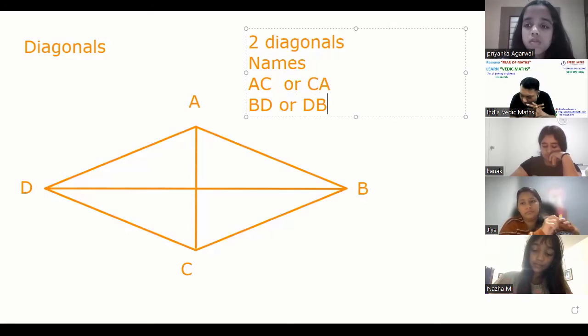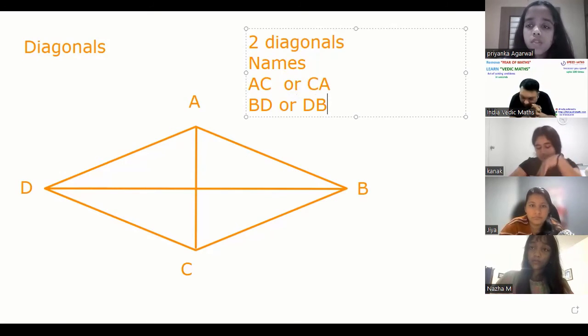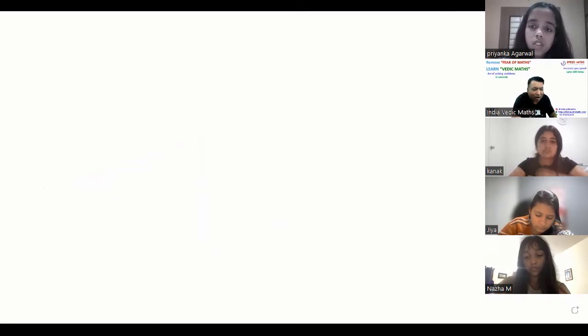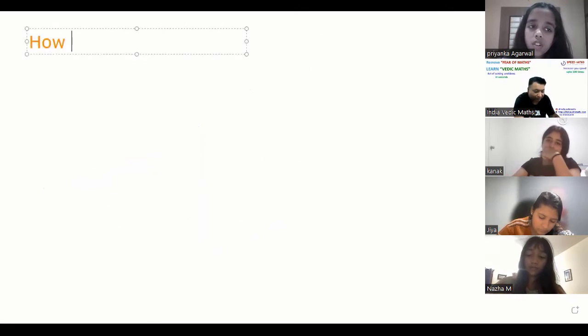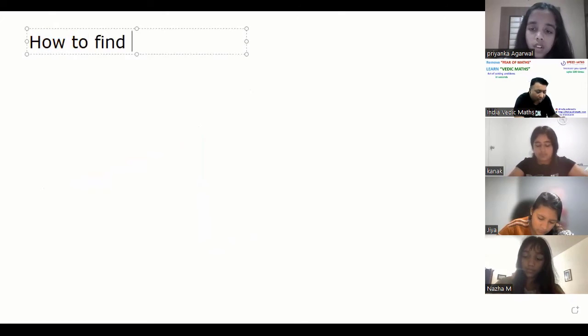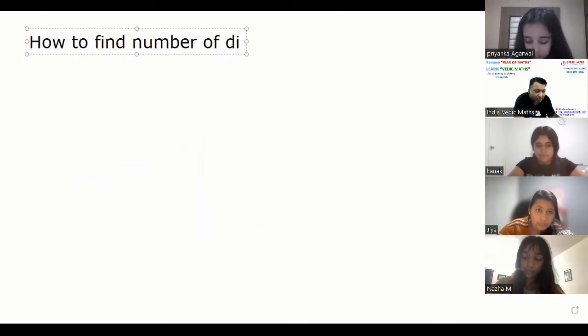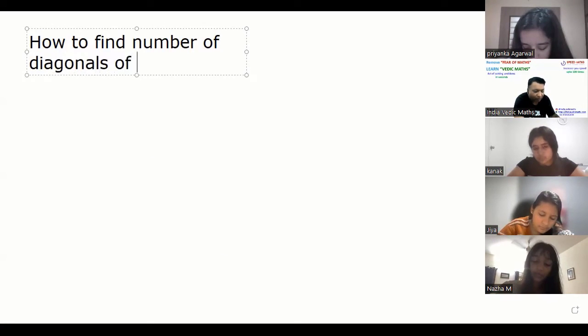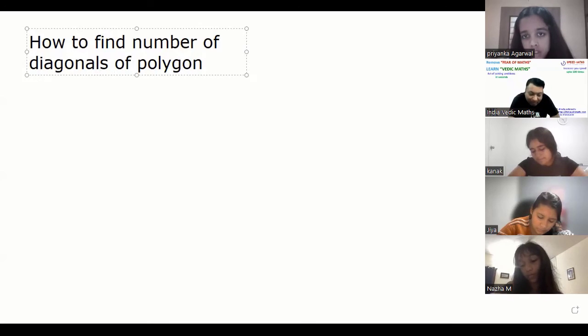Yes, sir. Now, if I tell you, how many diagonals does a square have? 2, right? But there is one beautiful rule. How to find the number of diagonals of a polygon? Because if I give you a decagon, can you count manually how many diagonals? No, right?